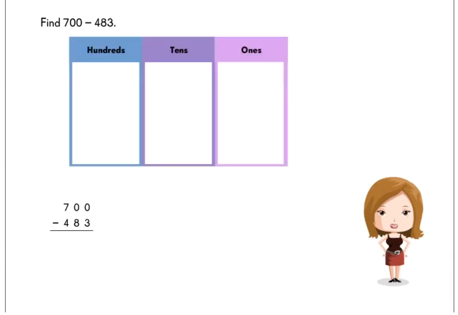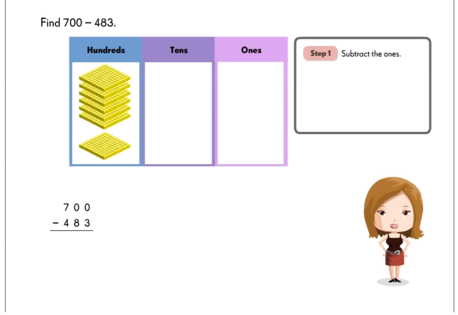Let's look at this problem. We can represent the problem this way. Let's use a place value chart to help us subtract. Let's put the correct number of base 10 blocks into the place value chart. Now, let's subtract.